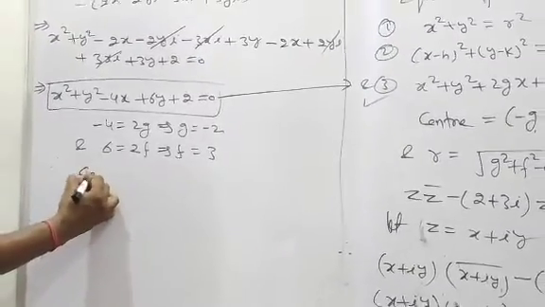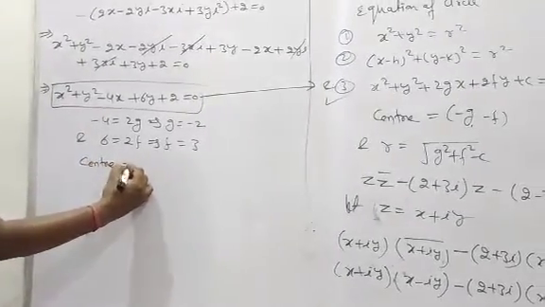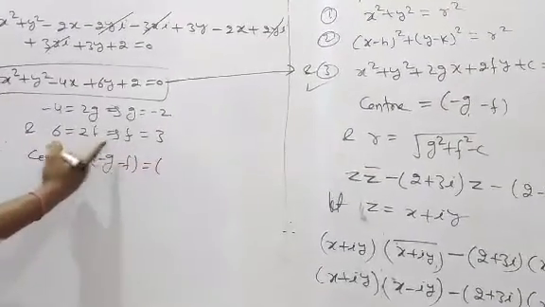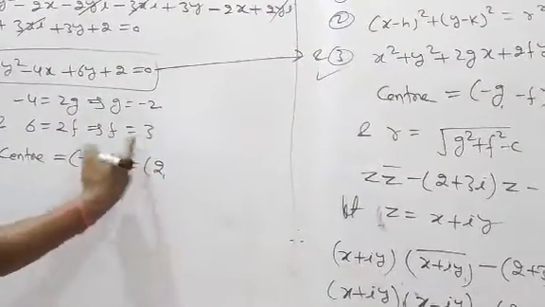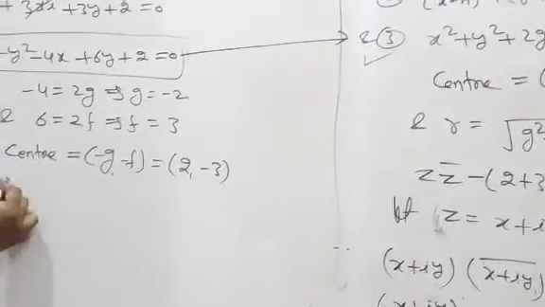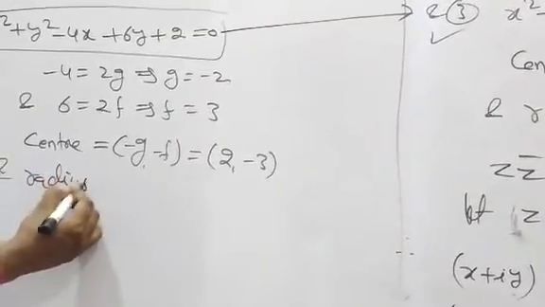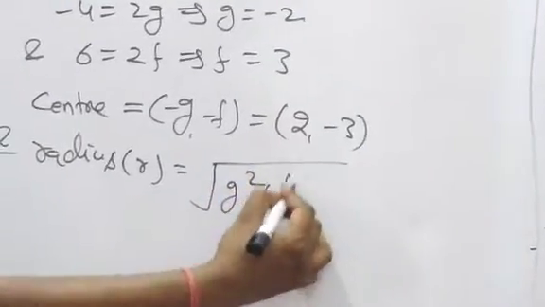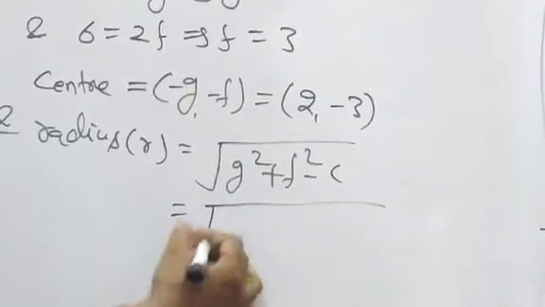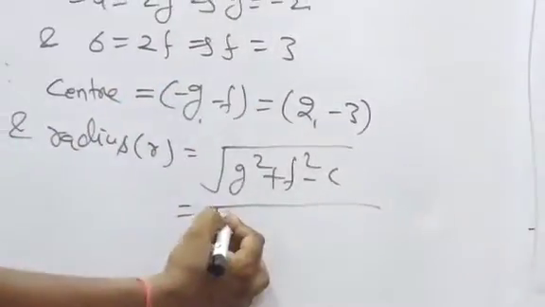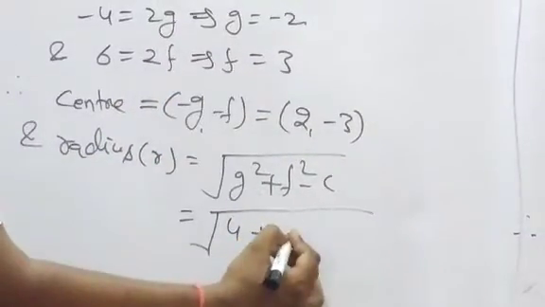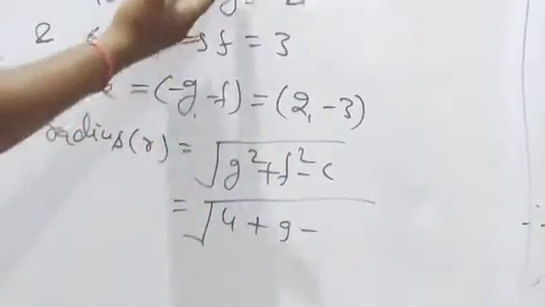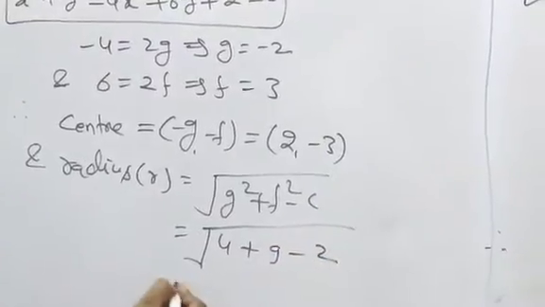Therefore center is equal to minus g comma minus f. Minus g means what? 2. Minus f means minus 3. And radius r is equal to what? Under root g square plus f square minus c, that is g means what? 2, 4, plus f means what? 3, 9, minus what is the value of c? c means what? Here 2 minus 2 is equal to what?